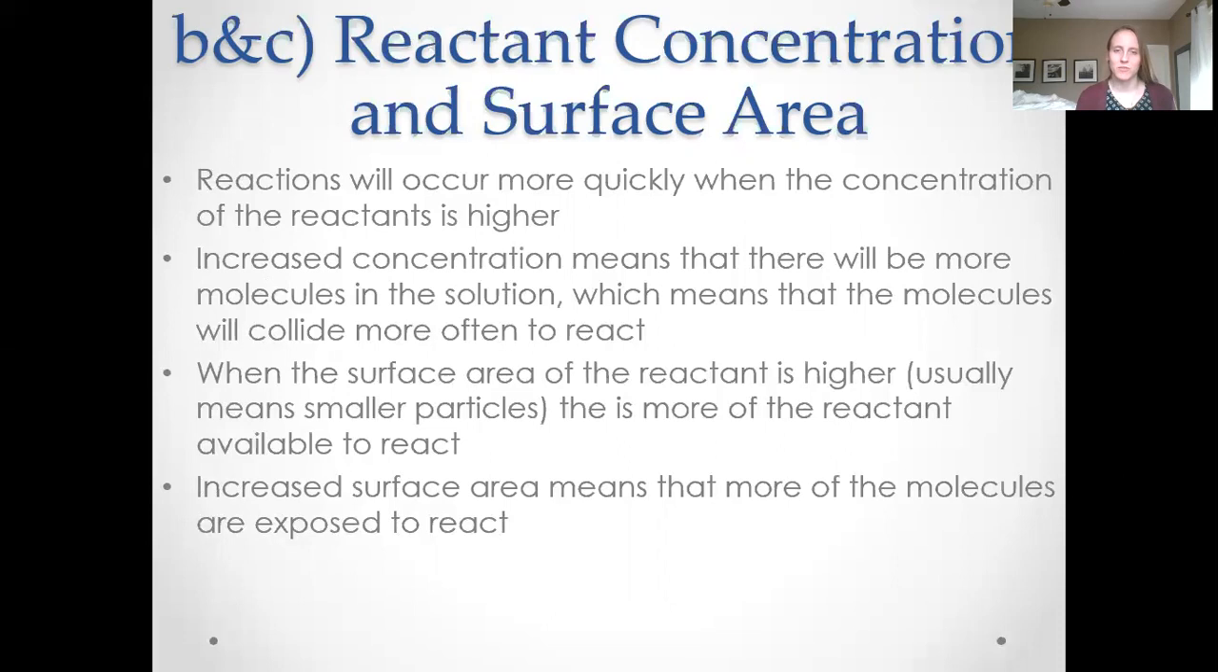And again, that just has to do with the fact that if you have a more concentrated solution of reactants, the different reactant molecules are more likely to run into each other. If it's really dilute, the molecules are going to be really spread out and might just not run into each other. And then surface area is related to that. If you have more surface area exposed, there's more area for reactions to take place across. So yeah, usually smaller particles have higher surface area, by the way.